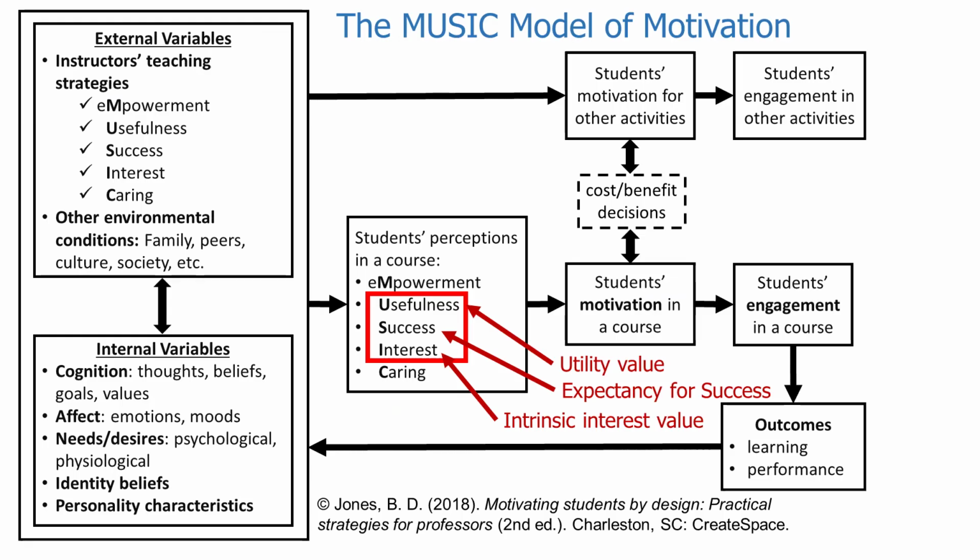In the larger view of the MUSIC model, you can see that students' perceptions in a course are in the middle of the figure, including usefulness, success, and interest. Attainment value is related to one's identity beliefs, so it's part of the internal variables in the MUSIC model, as shown in the lower left. These identity beliefs are slower to change, but they definitely can have an effect on students' perceptions in a course, as noted by this green arrow between the boxes. And cost value is over here, because even when students are motivated in a course, they still make a cost-benefit decision about the extent to which they're going to engage in the course.